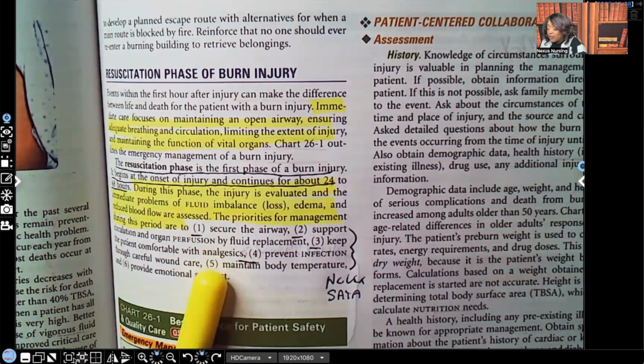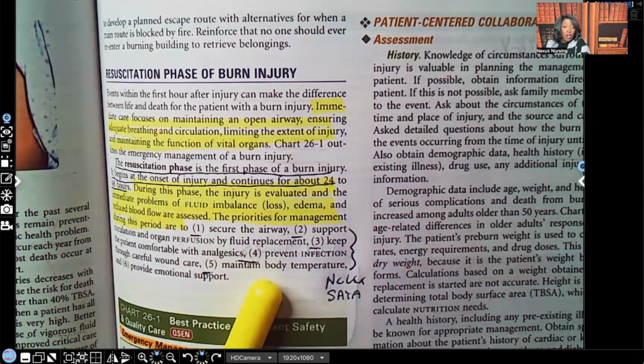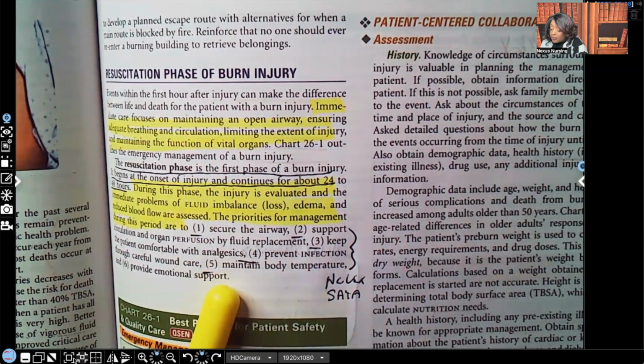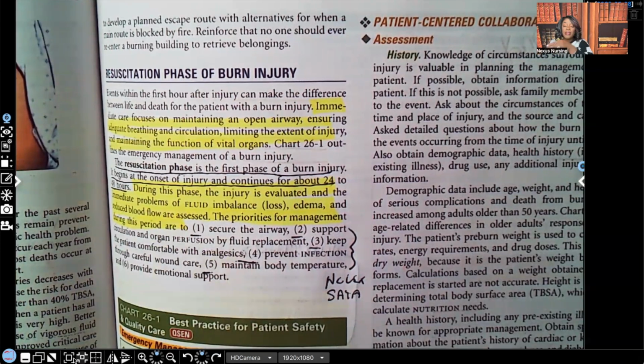Absolutely. So yes, we have to make sure the patient is comfortable with analgesics. We want to prevent infection. I talked to you about that in part 1. And maintain the body temperature and provide environmental support. You see all of these, 1, 2, 3, 4, and 5. This has been seen on NCLEX many times as a select all that applies. Don't say I didn't warn you, make sure you know it.